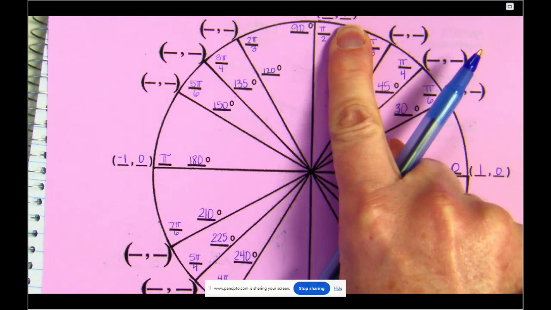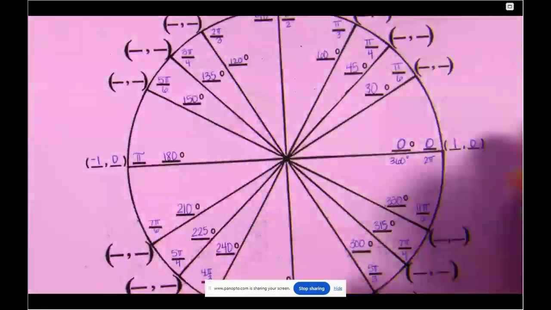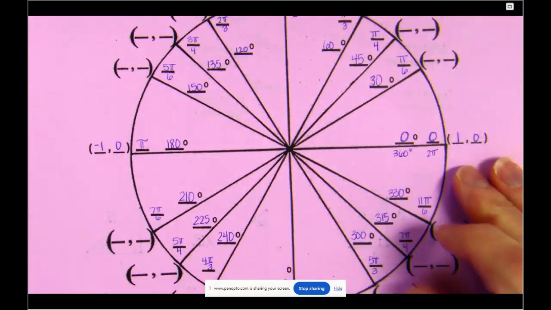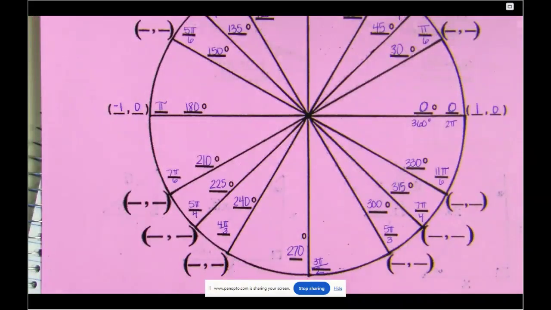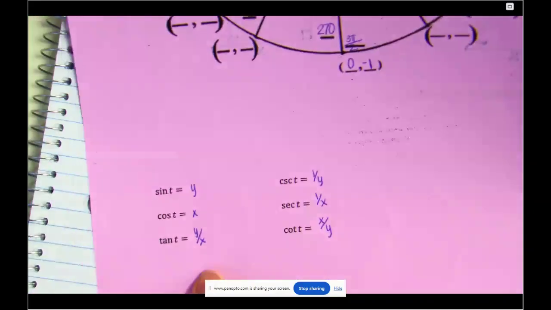Okay? So even though these guys would never fit in a normal triangle, the reason they have sines, cosines, and tangents is because of this definition down here of sine, cosine, and tangent.